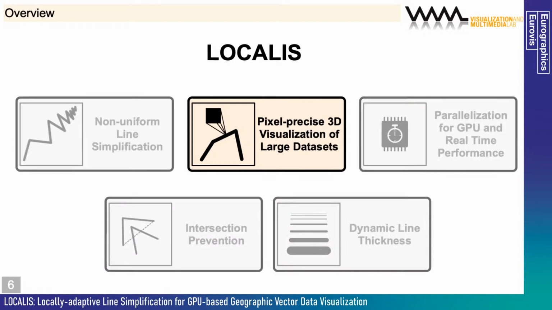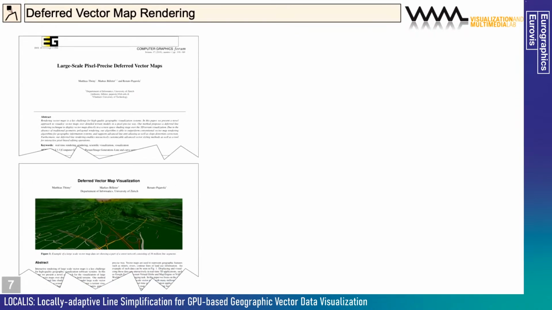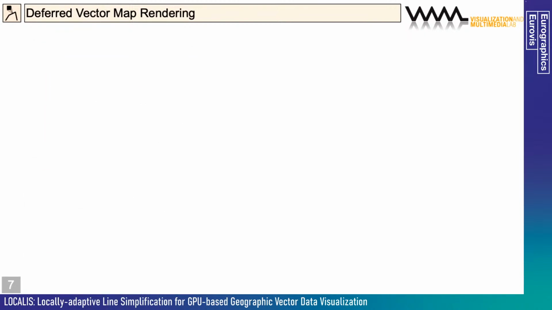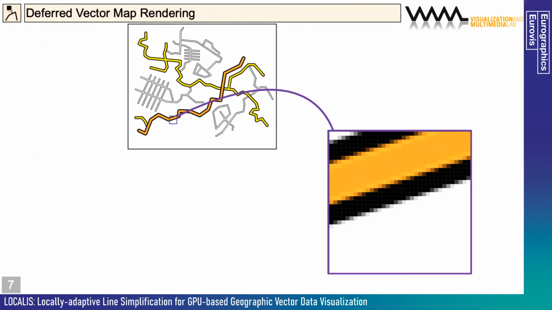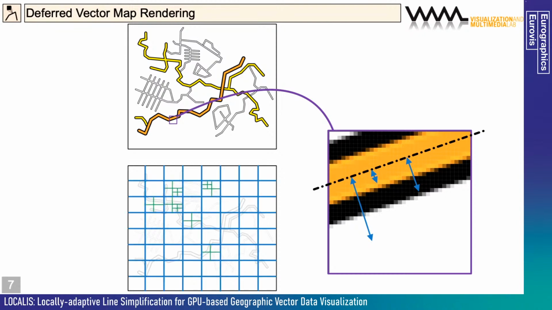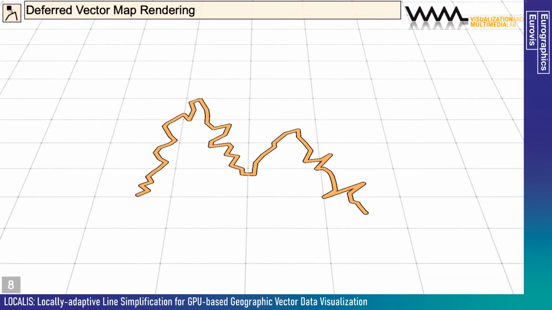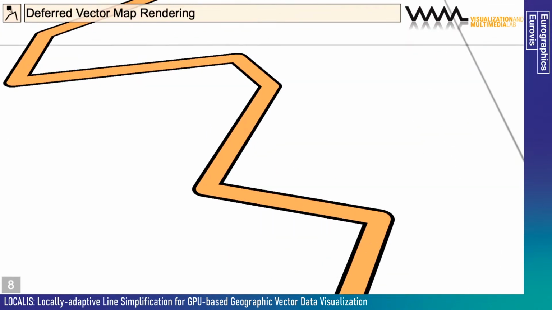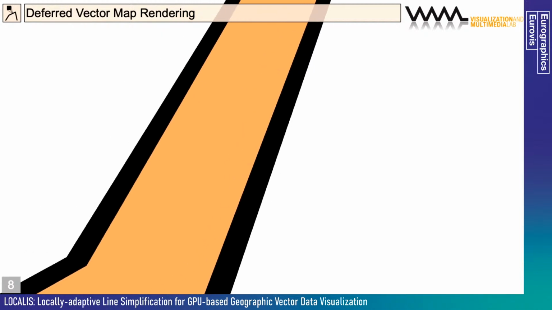Next, I will explain our pixel-precise 3D visualization of large line datasets. Recently, deferred vector rendering was introduced for visualizing a large number of lines in 3D, which takes advantage of the power of the GPU. Localise uses the same concept. The color of each pixel is determined independently by comparing the distance of the pixel to the lines and the thickness of the lines. To limit the number of comparisons, an optimized search hierarchy is used, composed of one grid and one quad tree in each cell of the grid. As a result, Localise provides a pixel-precise rendering of a large number of lines at any zoom level without using proxy data structures.